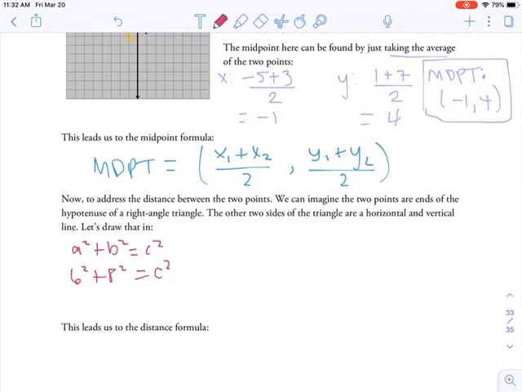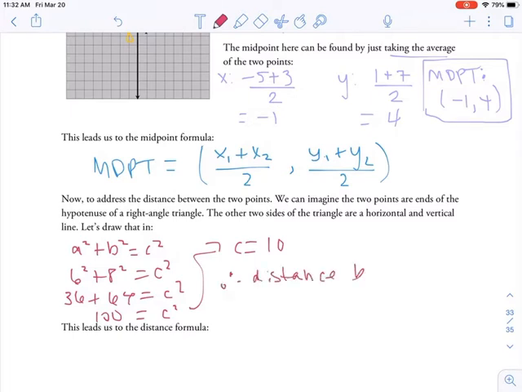Okay, so we know that 6 squared is 36 and 8 squared is 64. It's equal to c squared, so we can say that c squared is equal to 100. And that means that c is equal to 10. Okay? And so because of that, we can figure out that the distance between the 2 points is 10. We usually represent distance with d. Makes some sense. So d is equal to 10. All right.